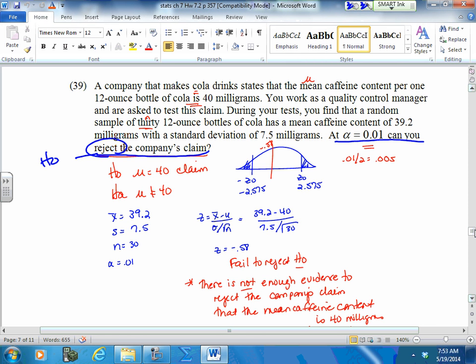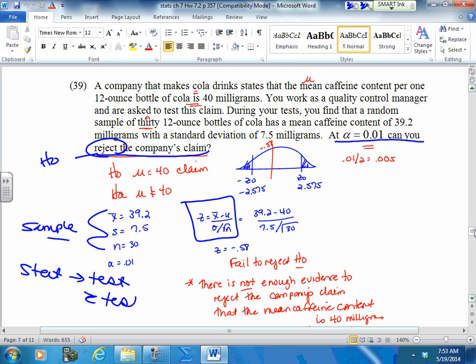HA says two tails. Find your critical value, use your .01, share it, and find your critical values. Do your z-test. Your z-test comes from your sample. Use your sample. You can put it in STAT. Use the z-test. God bless you. Use the z-test and get the z-score that comes out of that one. It falls in the fail to reject H0.